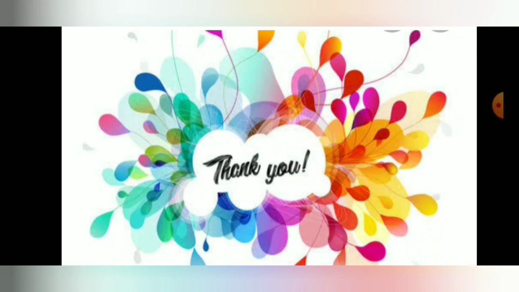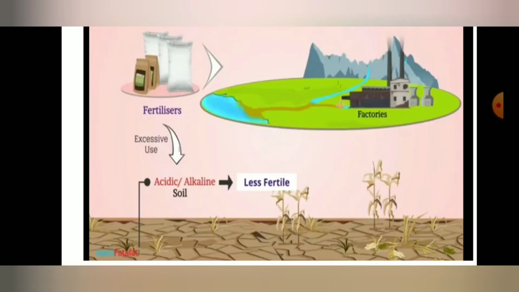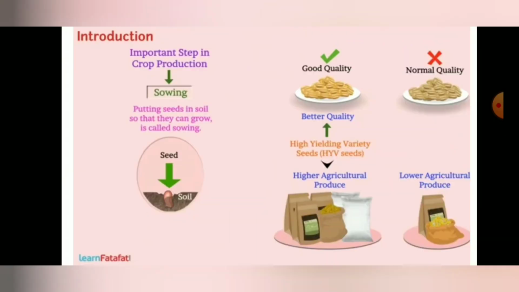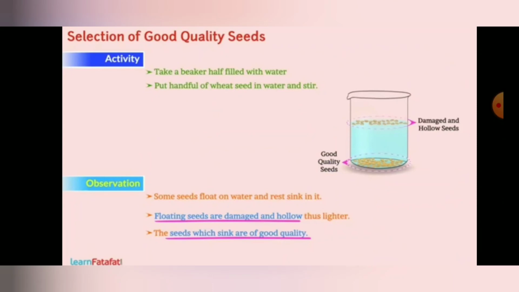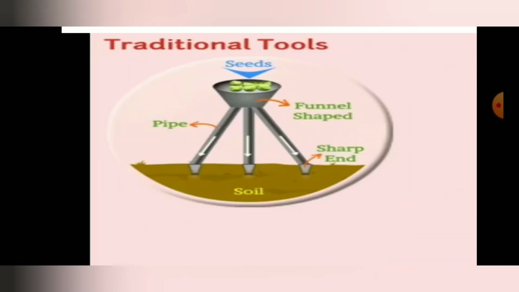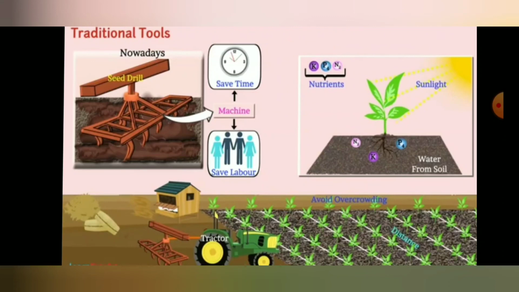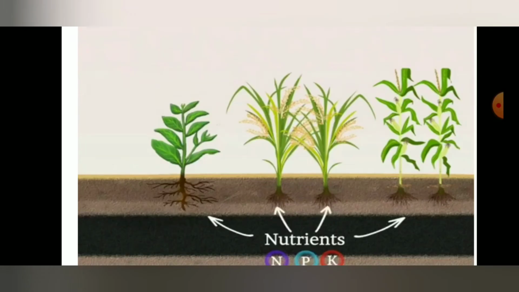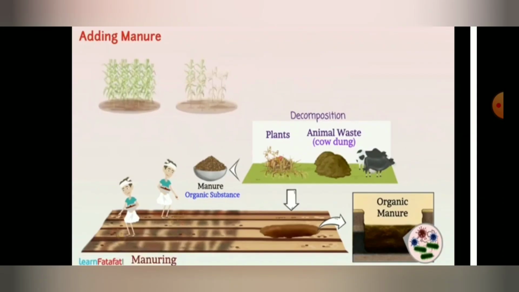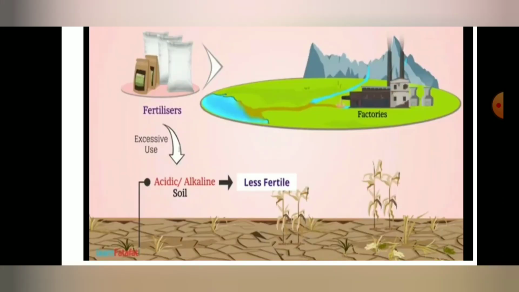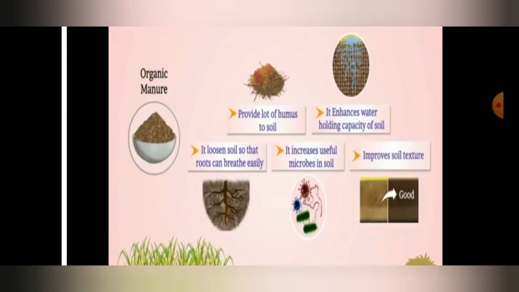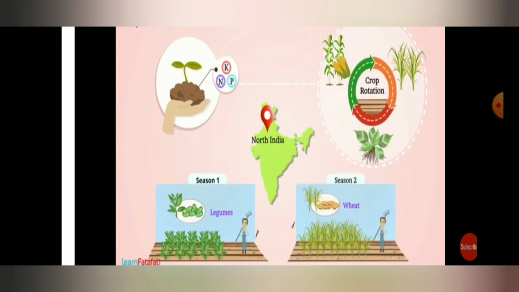Okay, so thank you. Till now what have we discussed? Let us quickly recall. In today's session we discussed sowing: what is meant by sowing, how to select good quality seeds, what the traditional methods are, and what modern methods are also used along with the seed drill, and the importance of the seed drill. Then adding the manures and fertilizers. Among them, fertilizers have more disadvantages compared to organic manures. Organic manures have a lot of importance. And crop rotation is also the best method to maintain the soil fertility.